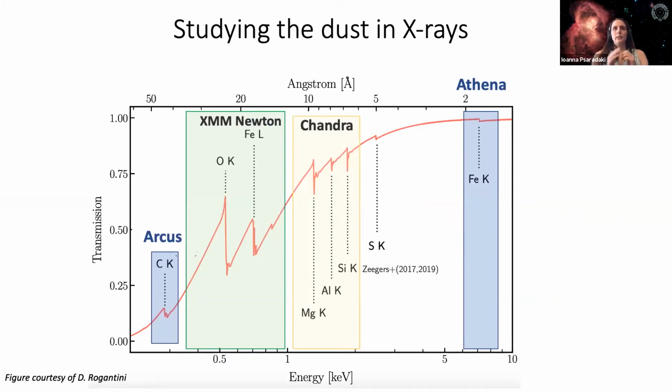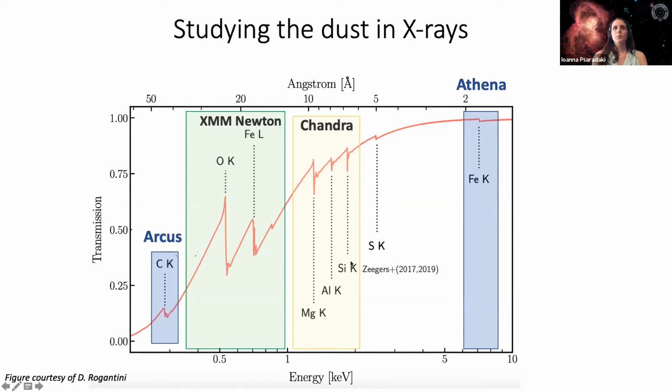This is an illustration, an unrealistic case, basically just an illustration of the X-ray energy band. We can see here that we can study the photoabsorption edges of elements going from carbon to iron. For example, we can study the oxygen and iron edges using the XMM-Newton satellite, and we can study with Chandra the magnesium and silicon edges.